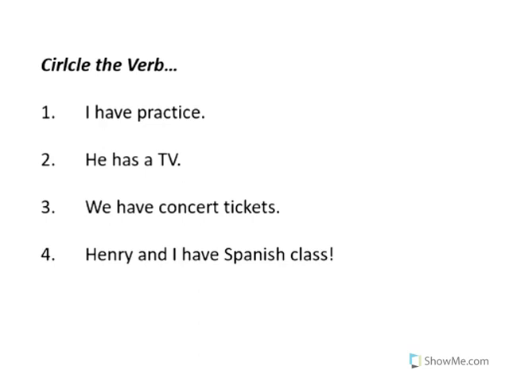Now let's start with the examples. It says circle the verb, and we're doing this in English. Number 1, I have practice. Number 2, he has a TV. Number 3, we have concert tickets. And number 4, Henry and I have Spanish class. Let's do number 1. I have practice. The verb is the action part of the sentence, which is have. Number 2, he has a TV: has. 3, we have concert tickets: have. And finally, Henry and I have Spanish: have.